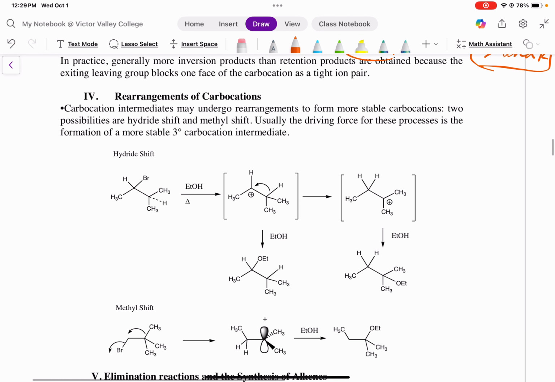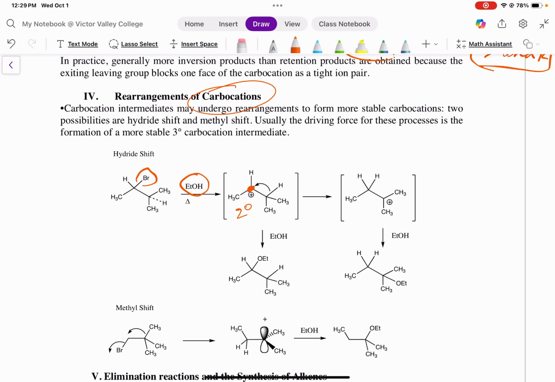Now, here's another situation. Because of the cation forming, there's a chance it rearranges. Okay, it changes into a different cation. For example, this one, if we take the Br off, notice that's a neutral, that's a weak nucleophile. When it takes off, we got a cation, and that's a secondary. Secondary cation is the cation that's bonded to two other carbons. Secondary. It's not the best. It's good, but it's not the best.